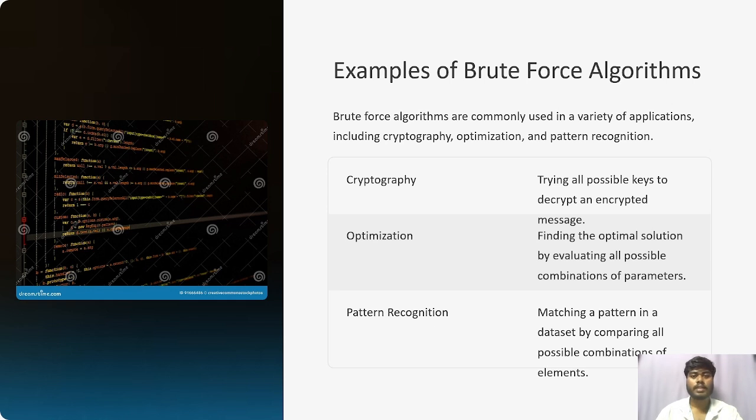Cryptography, optimization, and pattern recognition are three most commonly used applications. In cryptography, all possible keys are tried to decrypt an encrypted message. Optimization includes finding the optimal solution by evaluating all possible combinations. Pattern recognition includes matching a pattern in a data set by comparing all possible combinations of elements.